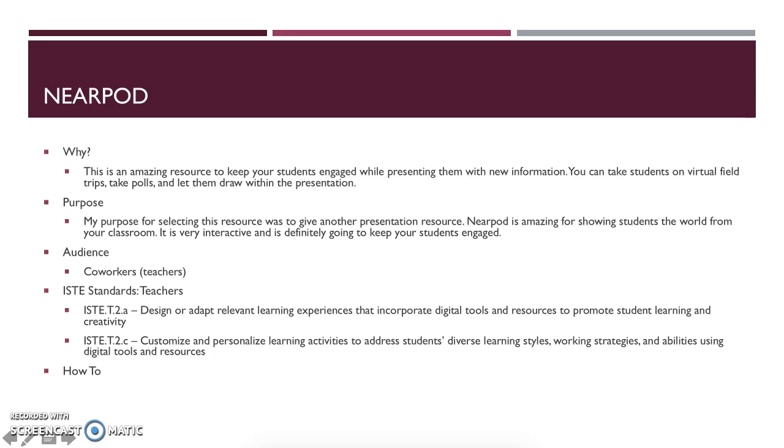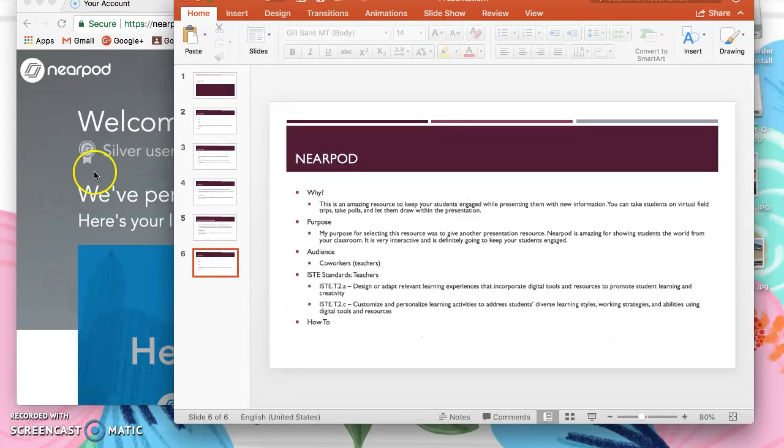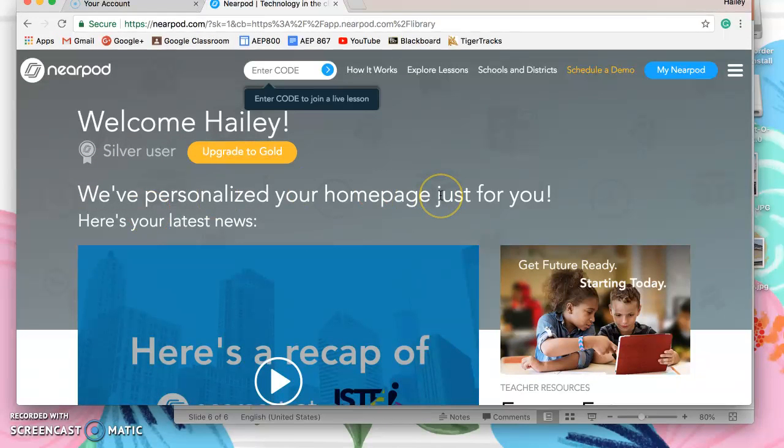And the how-to, this is after you log in. I just used my Fort Hays email address to log in, and then this is not the screen that you first come to. It's going to help you customize. It's going to let you select what grade you teach, what subjects you teach, and then you can even pick a few different Nearpod lessons just to watch and experiment with.